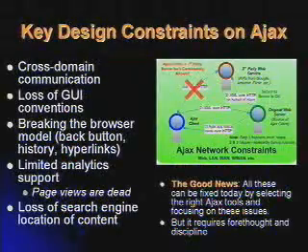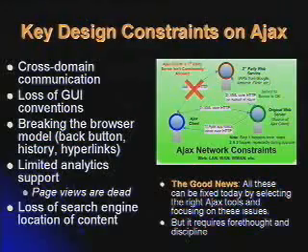So key design constraints on Ajax, what you really need to know, because you're going to lose some stuff if you don't take care. One is cross-domain communication. A lot of people think you can load Ajax code into the browser and it can just talk to any web service in the world. Not true. The browser keeps track of what code came from where. It only lets the code that came from a given server talk back to that server. That's for security reasons. The security sandbox has been there for a long time. There's a good reason for it.